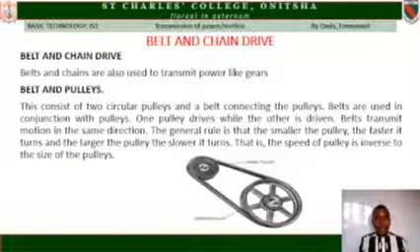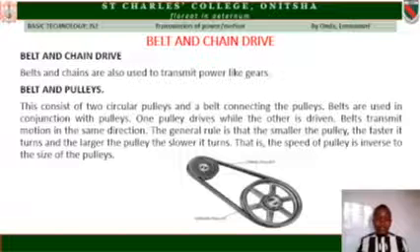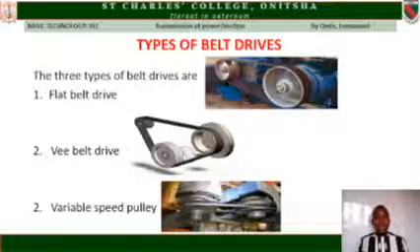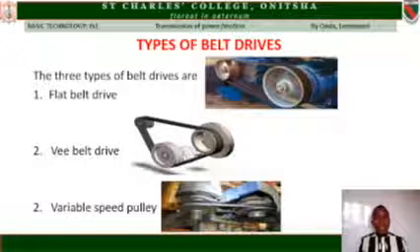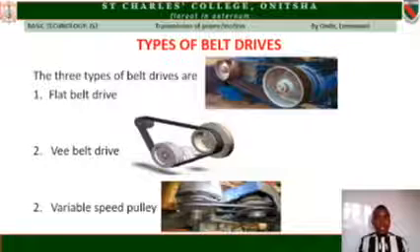If you look at the pictures on the slide, you see a pulley with a belt. That's a typical example of a belt drive. Now we have the drive pulley and the driven pulley. Types of belt drives. There are three types of belt drives. One, we have the flat belt drives. The picture is on the slide. The V-belt drive, you can see it has a V shape, and the variable speed pulley that are used in different machines.